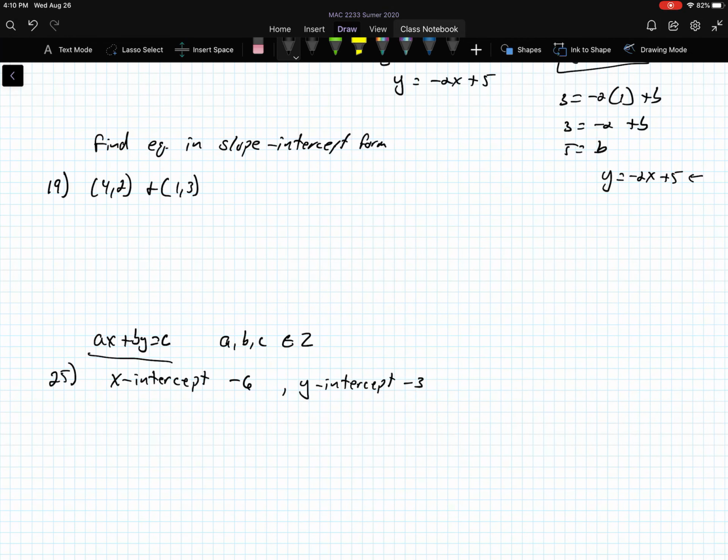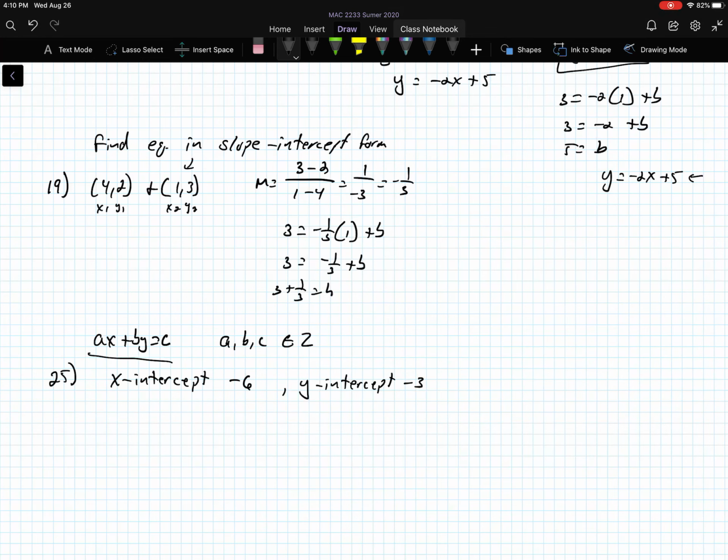So number 19, again, find the equation. So I have x1, y1, x2, y2. So I got to find the slope first. So 3 minus 2 over 1 minus 4. And so this is going to be negative 1/3. And so I'm going to just use this point right here. So I'm going to use 3 is equal to negative 1/3 times 1 plus b. So I'm going to add 1/3 to both sides, right?